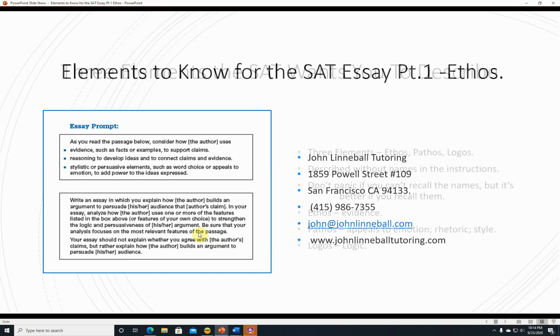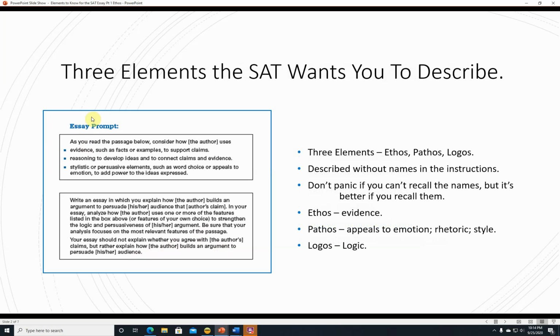So let's move on. Three elements the SAT wants you to describe. So we have a repeat of the same generalized essay prompt. So, we have evidence such as facts or examples to support claims. Well, we have three elements here that are ethos, pathos, and logos. So ethos is evidence. And we can see evidence such as facts or examples to support claims. That's going to be ethos.